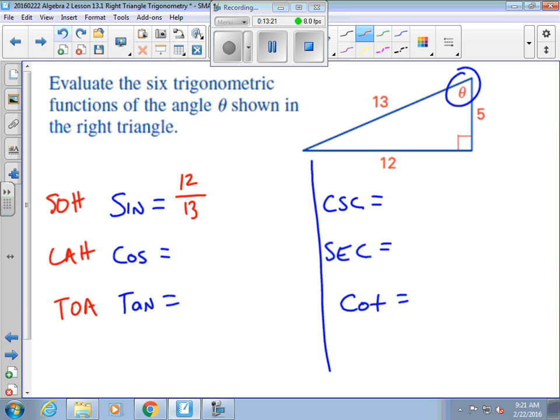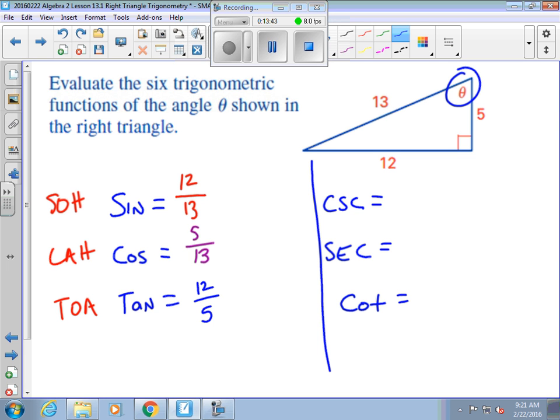The cosine is the adjacent over the hypotenuse. So the adjacent is the one that's next to it that's not the hypotenuse. In that case, the one that's next to it is 5 over the hypotenuse, 13. And then the tangent is the opposite over the adjacent. Opposite is 12 over the adjacent, 5.